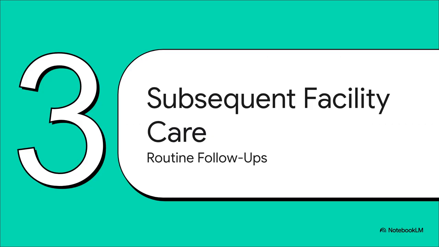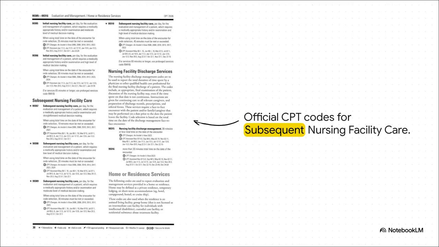Section 3. Subsequent facility care. Now we're looking at the official CPT codes for subsequent nursing facility care, spanning from 99307 to 99310. Honestly, this is the bread and butter of facility billing. These are your daily rounding codes. You use them for everything from just doing a quick check-in on a stable patient, all the way to managing a severe acute flare-up of a chronic illness right there in the facility.